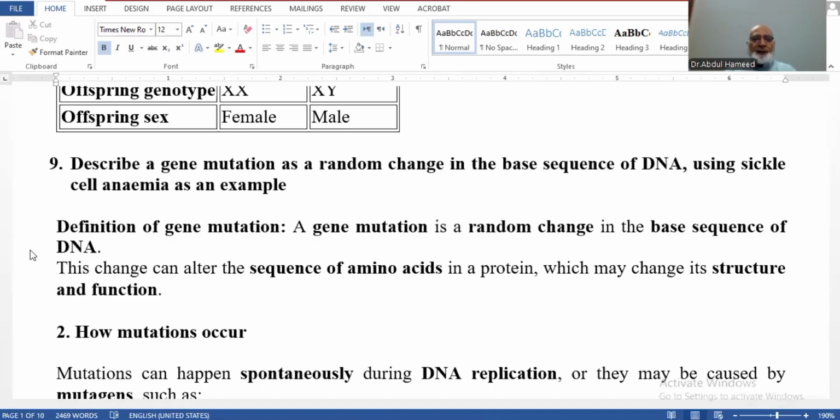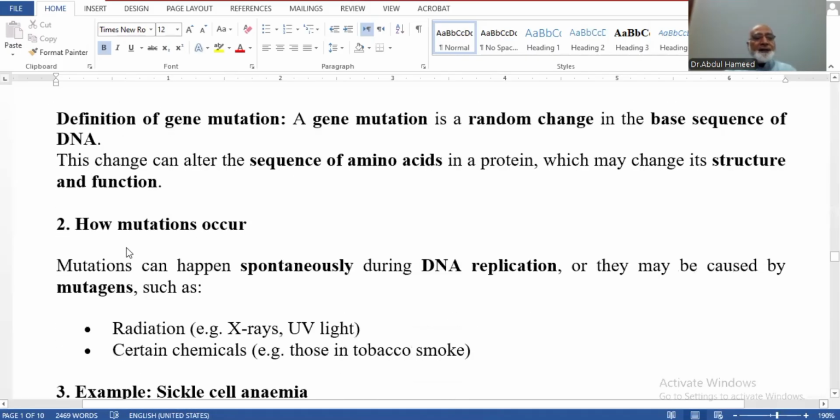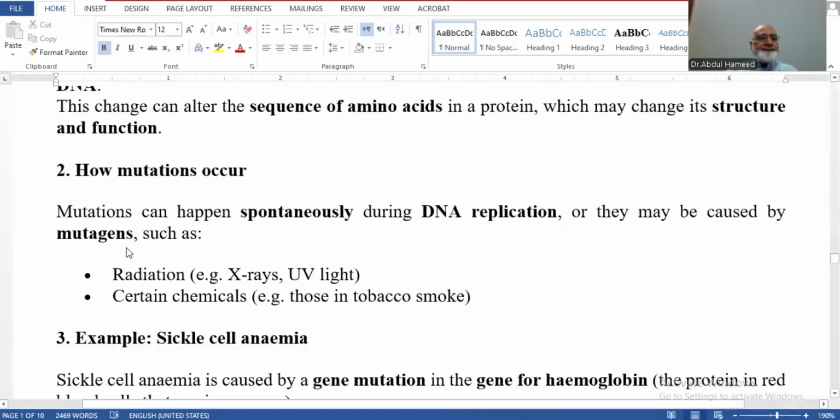A gene mutation is a random change in the base sequence of DNA. This change can alter the sequence of amino acids in a protein, which may change its structure and function. How does mutation occur? Mutations can happen spontaneously during DNA replication, or they may be caused by mutagens such as radiations, X-rays, UV rays, certain chemicals. This will be covered in the next topic.